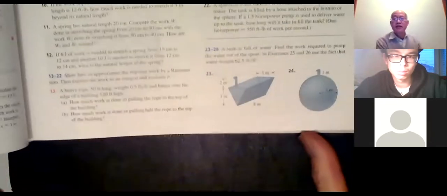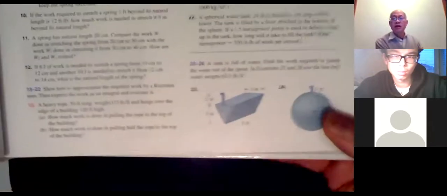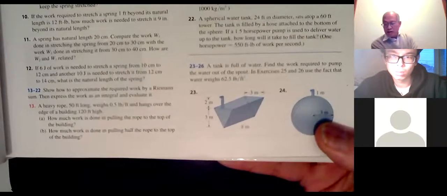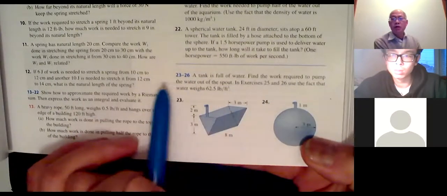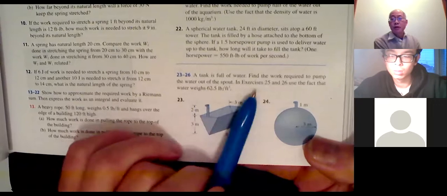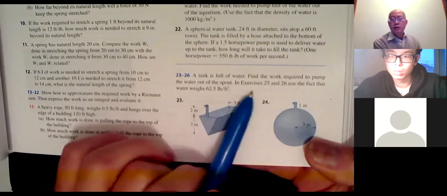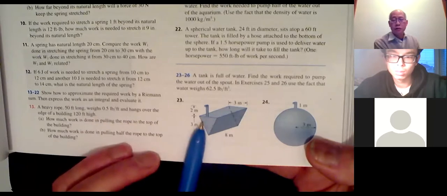Okay, last one, 23. It's a little bit harder though. This one's metric. So let me see if I can get that for you. A tank is full of water. Find the work required to pump the water out of the spout. Use exercise 24. Okay, we're not using that. Okay, so here's the picture.